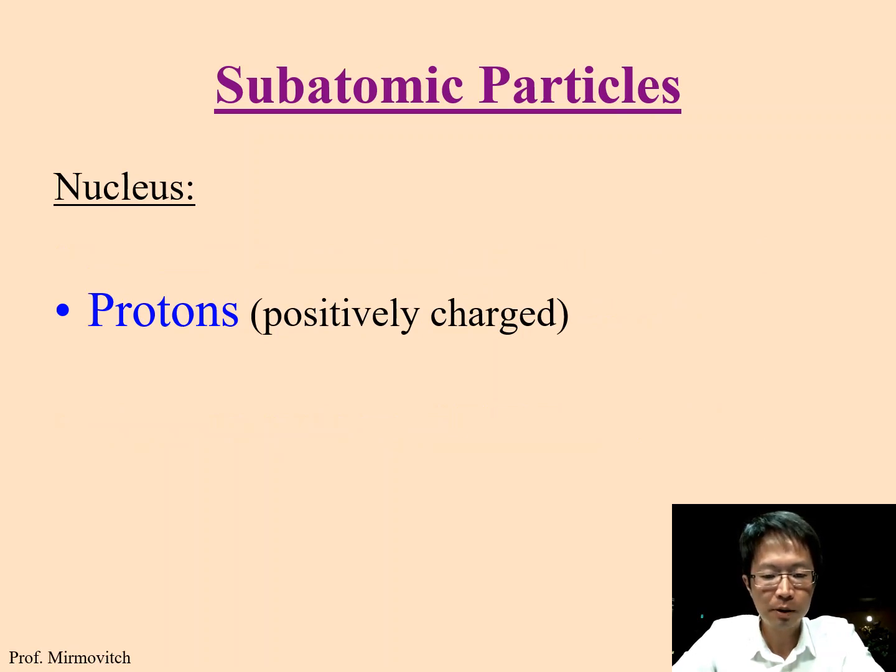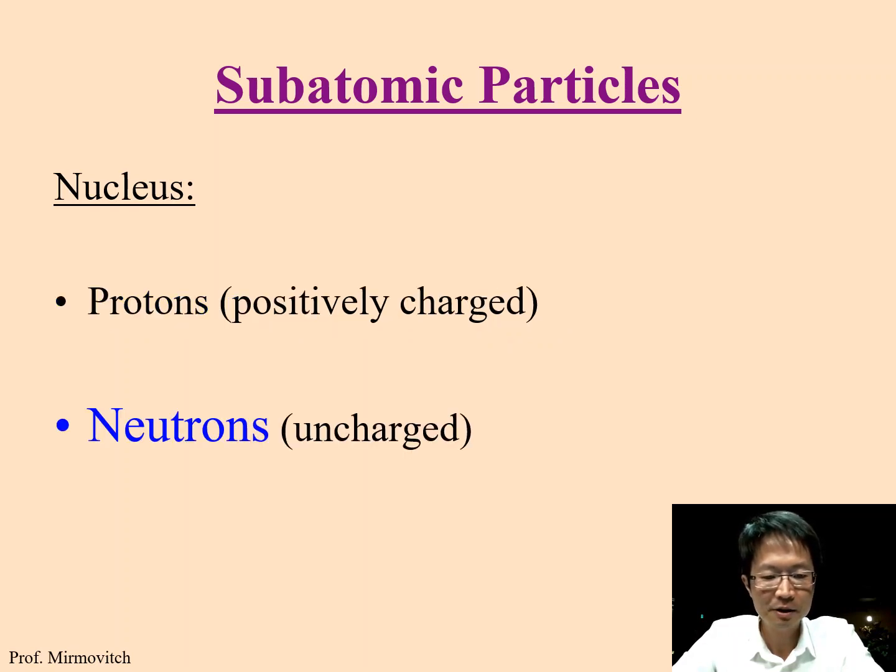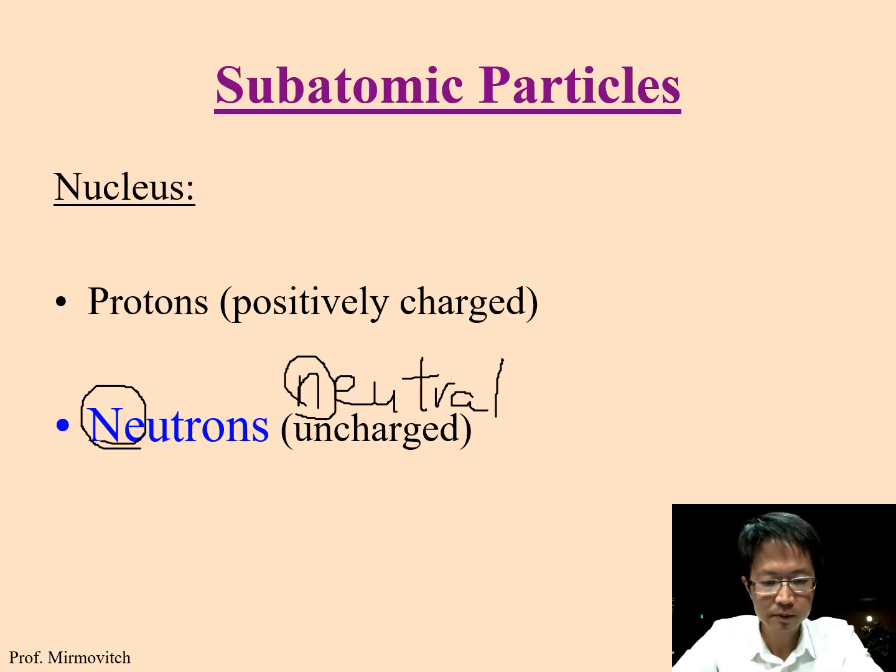So protons are positively charged, which is important to know. How do you memorize it? P goes with P. So you have to memorize this. And then neutron is uncharged. Uncharged, you may call it neutral. So N goes with N. So you also have to memorize this.